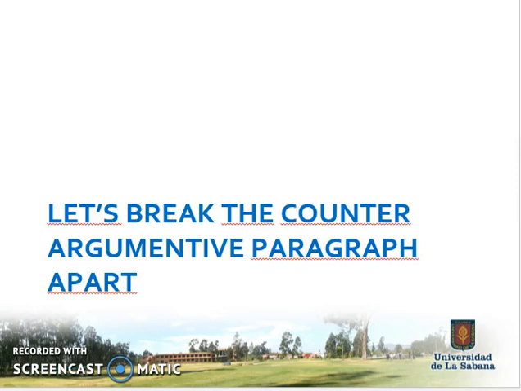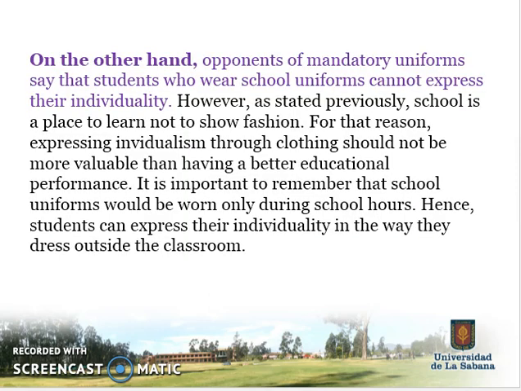Okay, so I'm going to break the counter-argumentative paragraph apart. In this paragraph, the part that is in purple, you will identify the first or clear topic sentence. In this case, you have to mention the opponent's view. That's why you have to include this connector, on the other hand. It says opponents of mandatory uniforms said that students who wear school uniforms cannot express their individuality.